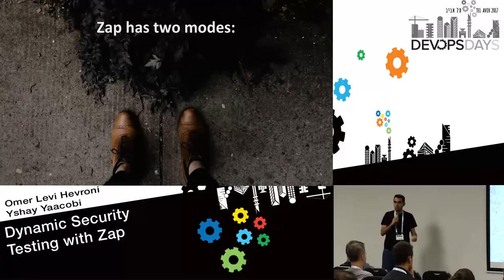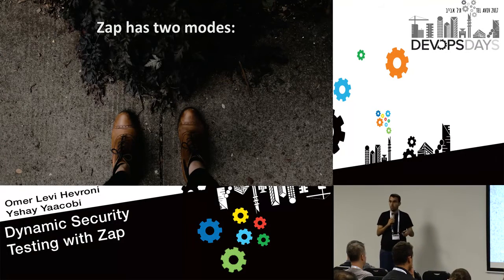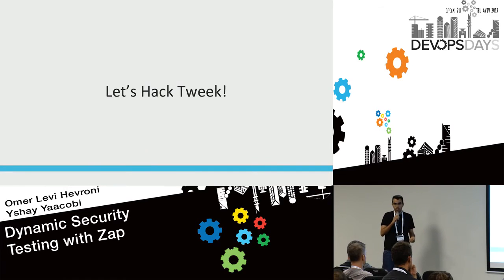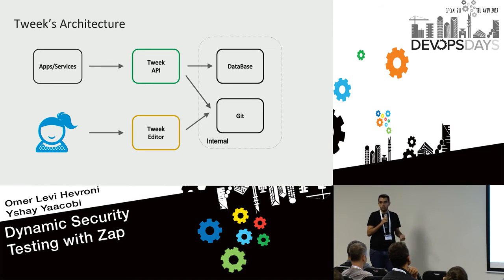And Zap has two modes. You can use Zap in two modes to hack things, the passive and the active mode. So now we're going to go through each one of them. So let's start hacking Tweek, and before we start, we need to do a quick overview of what we're going to hack.